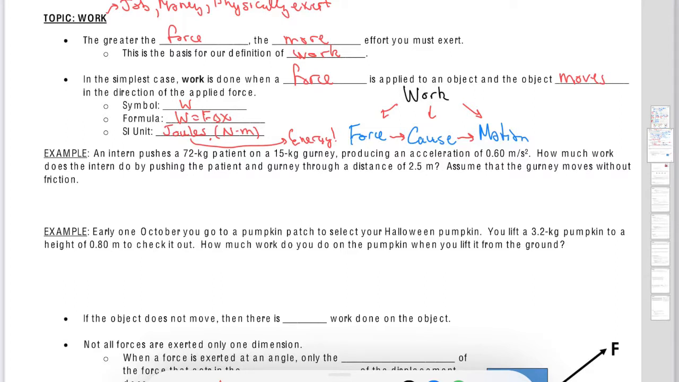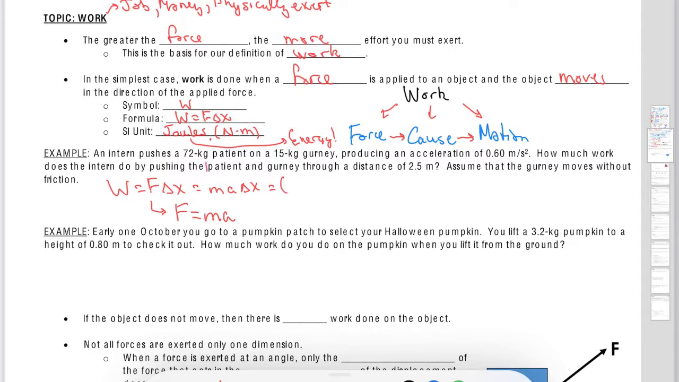So we start with our equation: work equals F delta x. Notice they don't give us the force, but they give us enough information to calculate a force. They give us the mass, and then they give us the acceleration. So all I have to do is plug m times a into my work formula, so it becomes m a delta x.